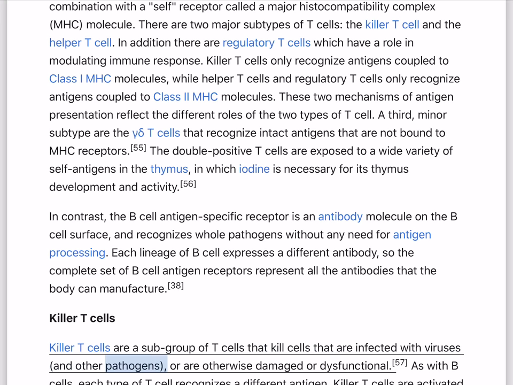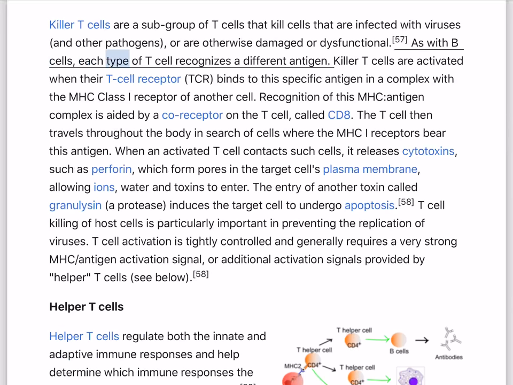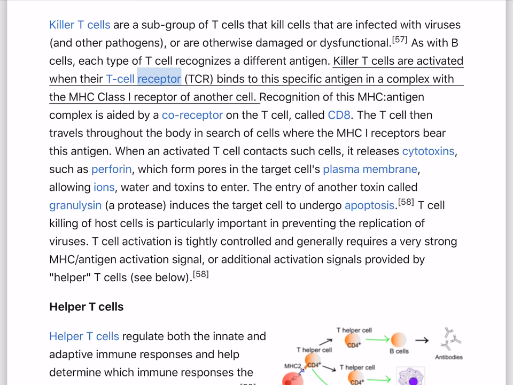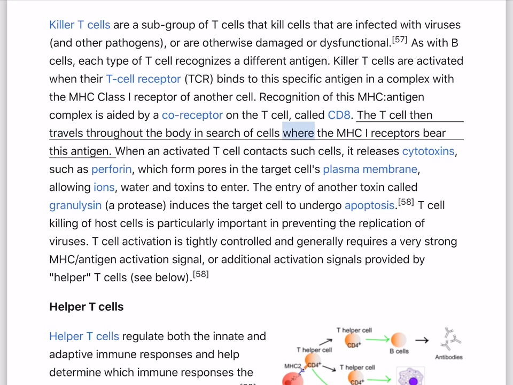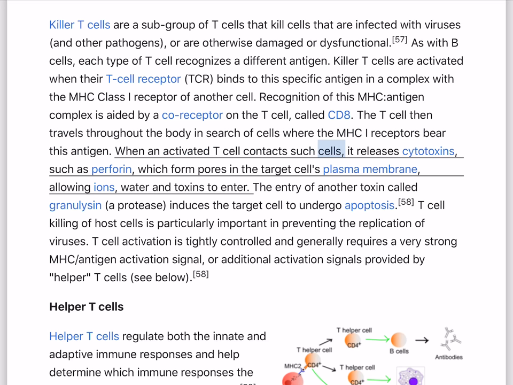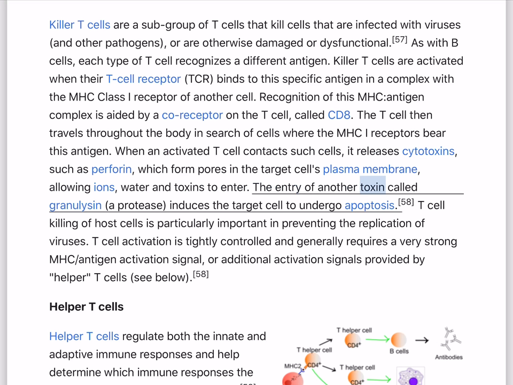As with B cells, each type of T cell recognizes a different antigen. Killer T cells are activated when their T cell receptor, TCR, binds to the specific antigen in a complex with the MHC class I receptor of another cell. Recognition of this MHC antigen complex is aided by a co-receptor on the T cell, called CD8. The T cell then travels throughout the body in search of cells where the MHC I receptors bear this antigen. When an activated T cell contacts such cells, it releases cytotoxins, such as perforin, which form pores in the target cell's plasma membrane, allowing ions, water, and toxins to enter. The entry of another toxin called granulysin, a protease, induces the target cell to undergo apoptosis.